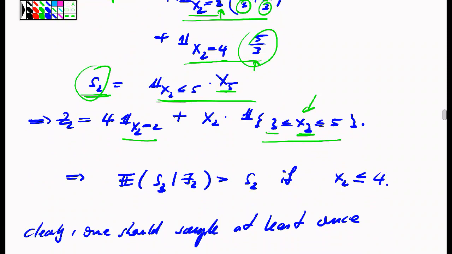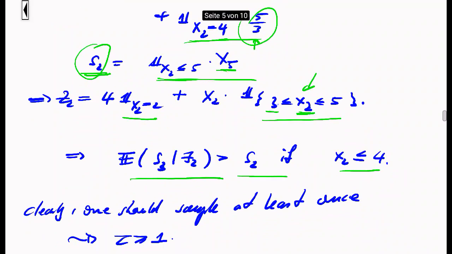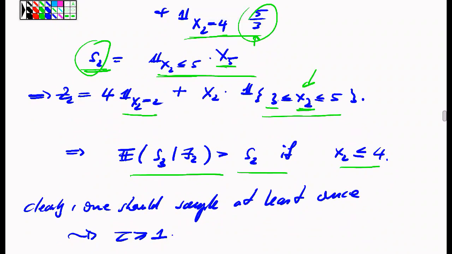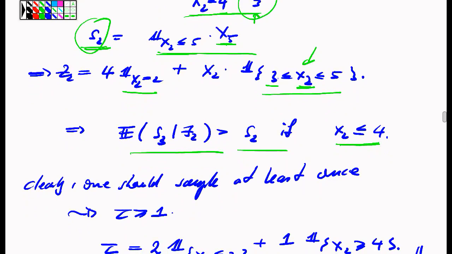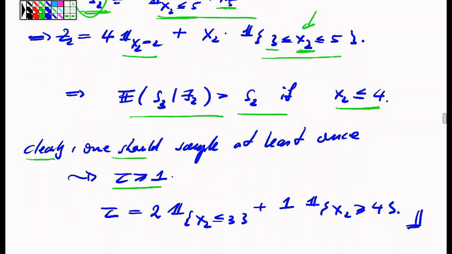And this is just written here once more: this conditional expectation is bigger than S2 if and only if the result of the first two rounds is below or equal to 4. Obviously, it's not good to end the game after only the first number is generated. It's always a good idea to play a second round, so therefore tau should be greater or equal to 2 anyway. So you should take at least two samples.